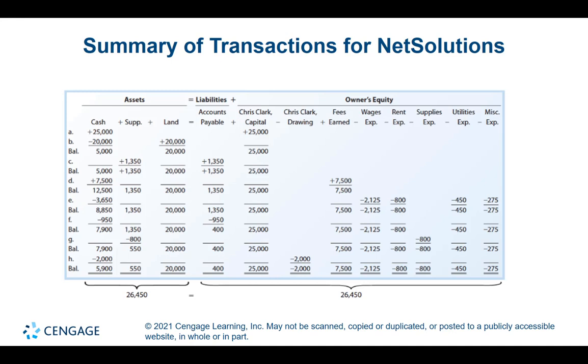Land is a fixed asset. It's a huge investment. So there won't be many transactions. In this case, there's only one. Other fixed assets could be equipment, building, machinery.